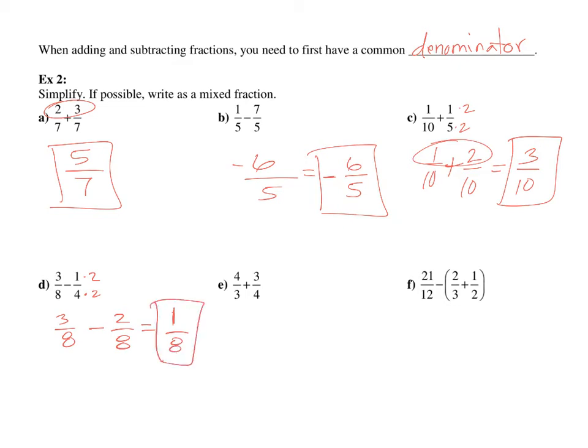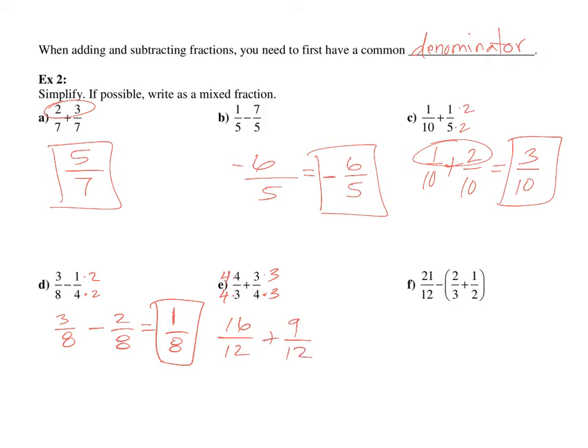All right, 4/3 plus 3/4. So let's see what's going on here. Is there anything you can multiply 3 by to get 4? No. Is there anything you can multiply 4 by to get 3? No. One simple approach is just to multiply the denominators by each other then. Sometimes you can multiply them by smaller numbers to keep the common denominator smaller. But in this case, we're still working with small numbers, so that works out fine.